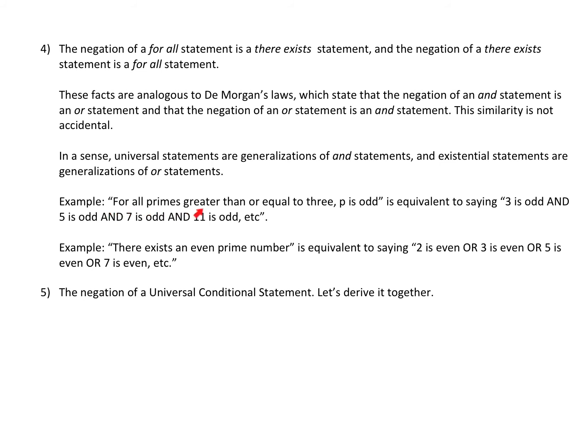So for example, for all primes greater than or equal to 3, p is odd. So that's a for all statement, right? That's equivalent to saying 3 is odd, and 5 is odd, and 7 is odd, and 11 is odd, etc. If you just list the odds, if they are all odd, then you could use and statements to connect them. Whereas if you say there exists an even prime number, that's equivalent to saying 2 is even, or 3 is even, or 5 is even, or 7 is even, and keep listing the primes.